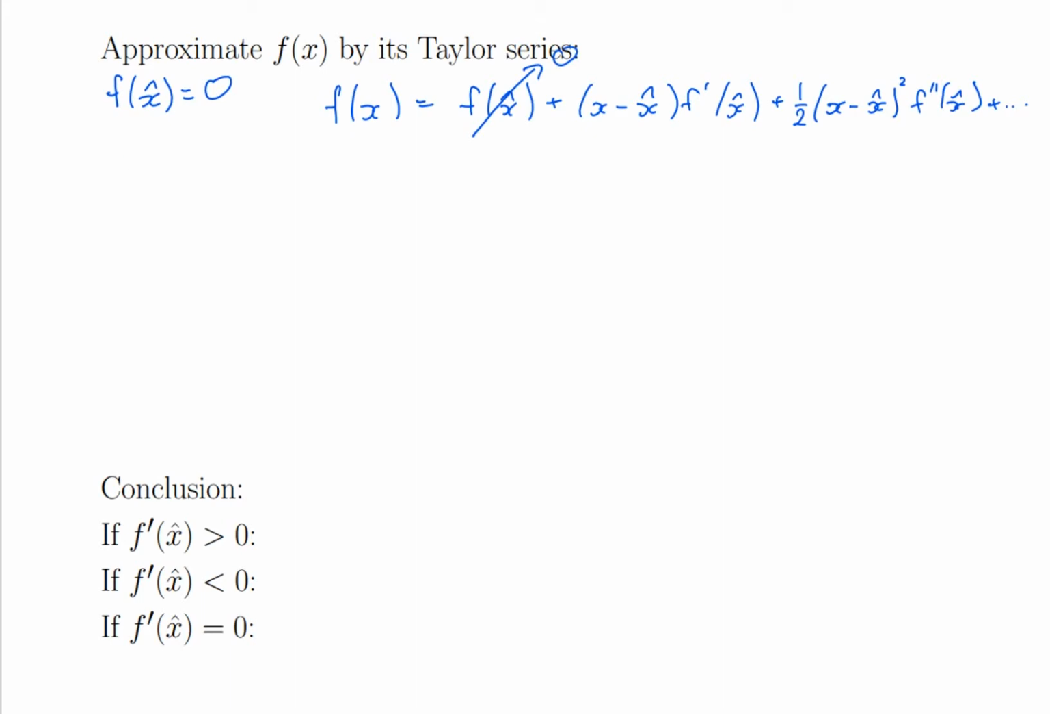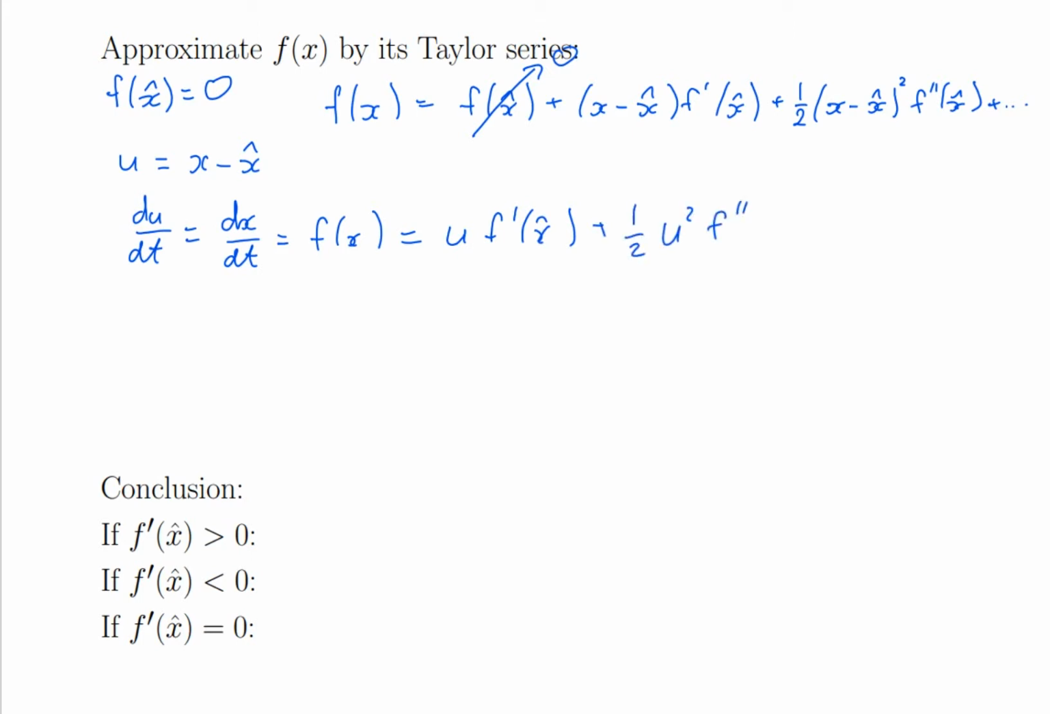So if I introduce a new variable u, which will be x minus x hat, to measure my distance from the fixed point, then du/dt would be dx/dt minus d(x hat)/dt, but x hat is just a constant. So that is f of x. And using my Taylor series there, I get u times f prime of x hat plus a half u squared f double prime of x hat plus dot dot dot.